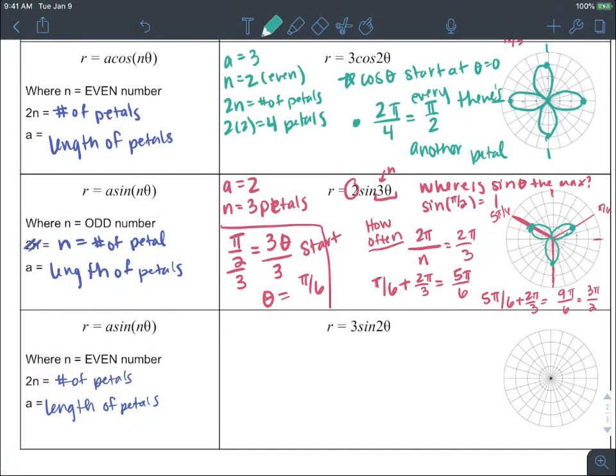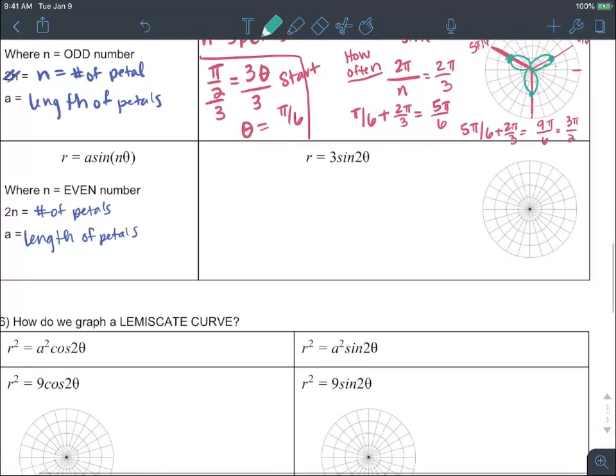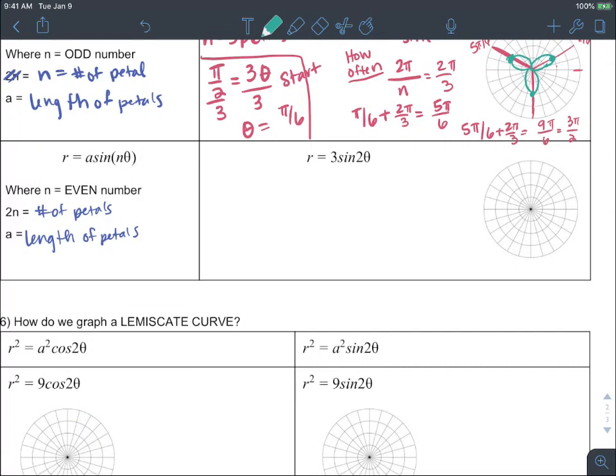So r is equal to 3 sine 2 theta. The a is equal to 3. That's the radius. The n is equal to 2, so that's even. So I have to do 2n is equal to 4 petals.